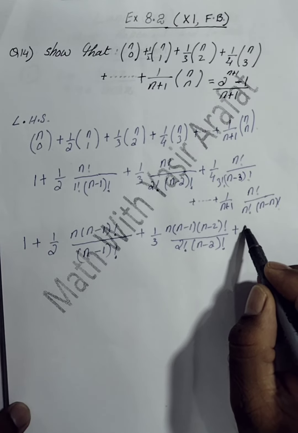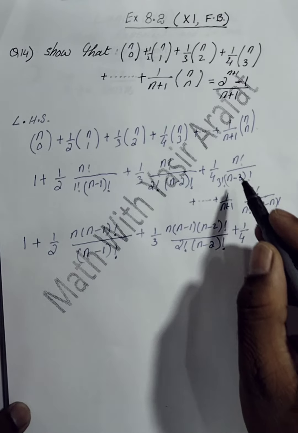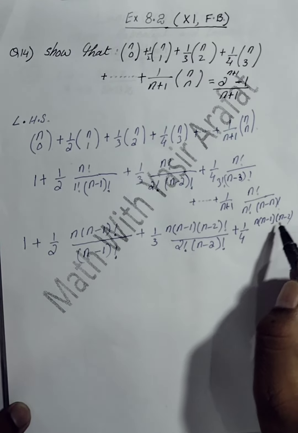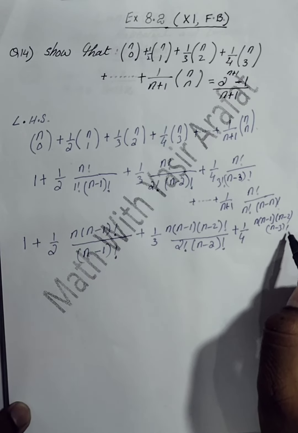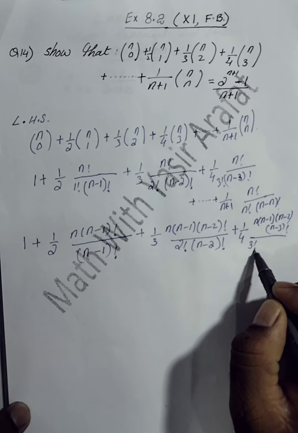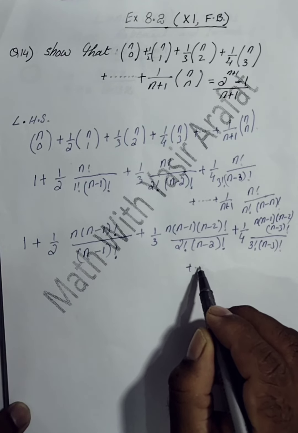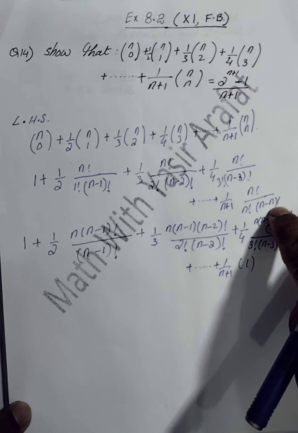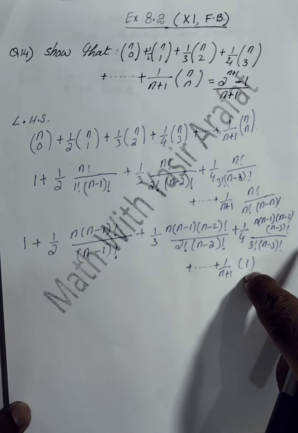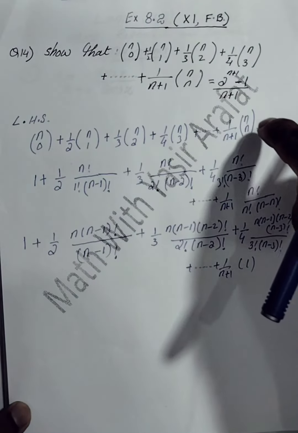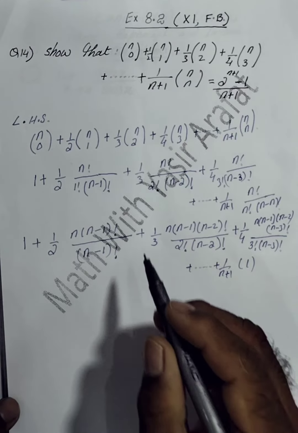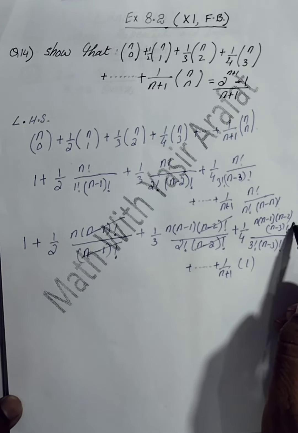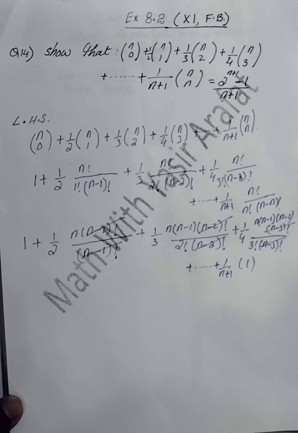So here this is 1 upon 4, and this is n factorial, that is n, n minus 1, n minus 2, and n minus 3 factorial, and whole divided by 3 factorial and n minus 3 factorial, dot dot dot, plus 1 over n plus 1, and this will be equal to 1, because n minus n factorial, that is 0 factorial, is equal to 1, and n factorial divided by n factorial is equal to 1. That means nC0 will be equal to 1, and nCn is equal to 1. So here n minus 1 factorial cancels, n minus 2 factorial cancels, n minus 3 factorial will cancel out with each other.